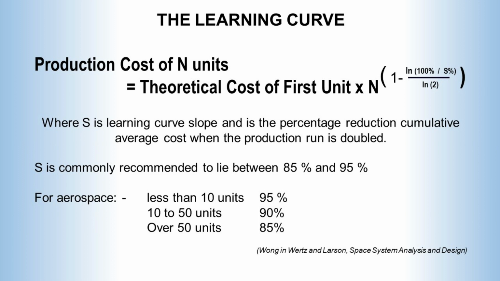Wong, Inverse and Larson suggest that for aerospace production, for less than 10 units, it should be something like 85%. For 10 to 50 units, it will rise to something like 90%. And if you're making over 50 units, then it will drop to around 85%. And you probably won't come to too much harm with that advice. Now, the faster rates of cost reduction predicted by this reduction in the value of s is because of the investment in tooling and automation that become viable with larger production volume.